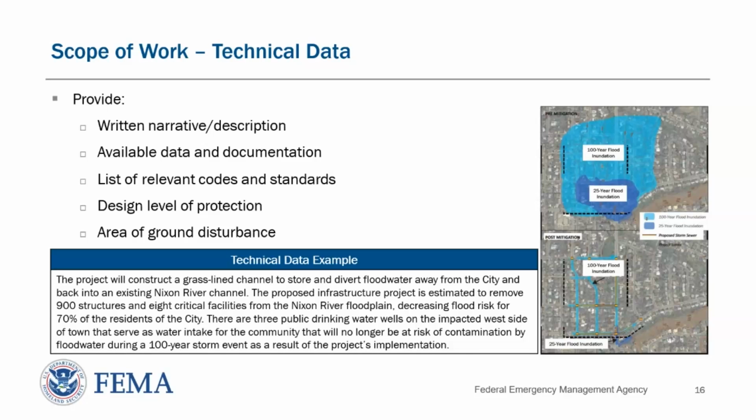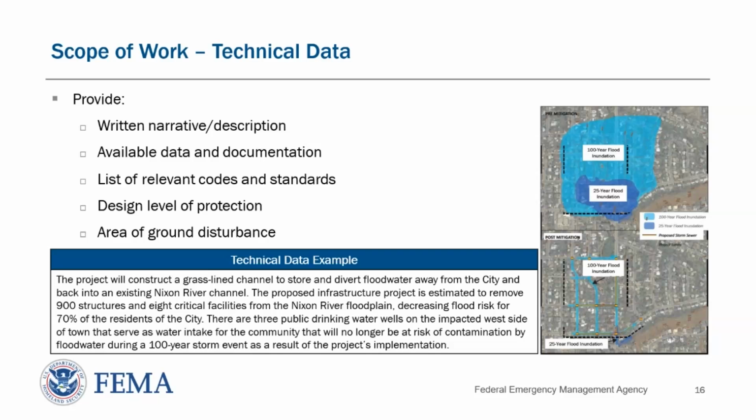Technical data is one of the most important parts for confirming whether a project is technically feasible. This should include a written narrative and description of the technical data, such as the snippet of the example shown in this slide. The written narratives should include a list of codes and standards the project will abide by and the design level of the protection. Attach any studies, drawings, reports, analysis, or maps as available that have contributed to the design as supporting documentation.